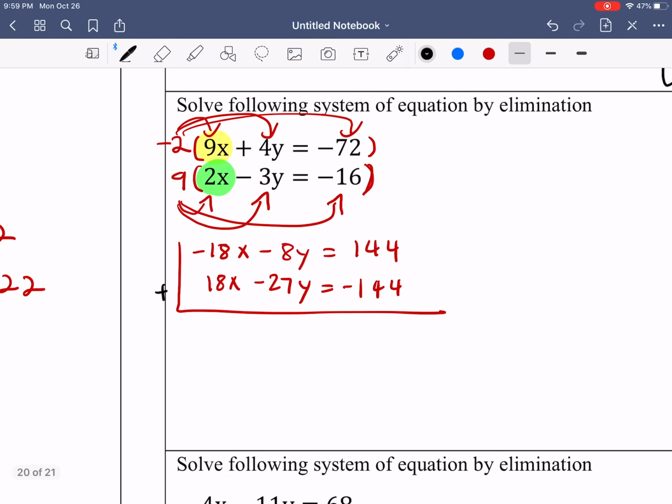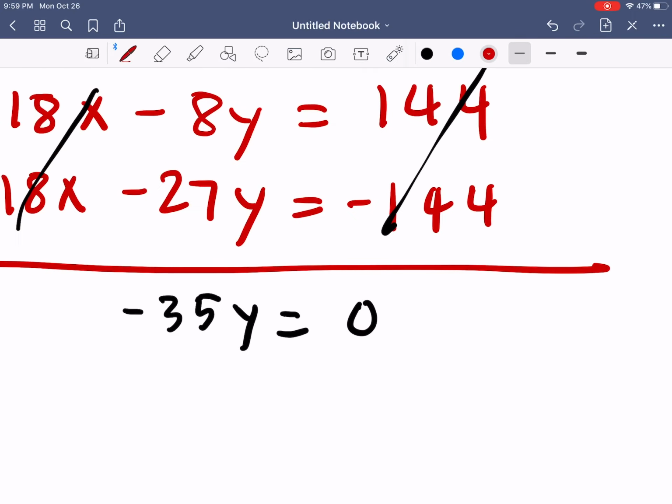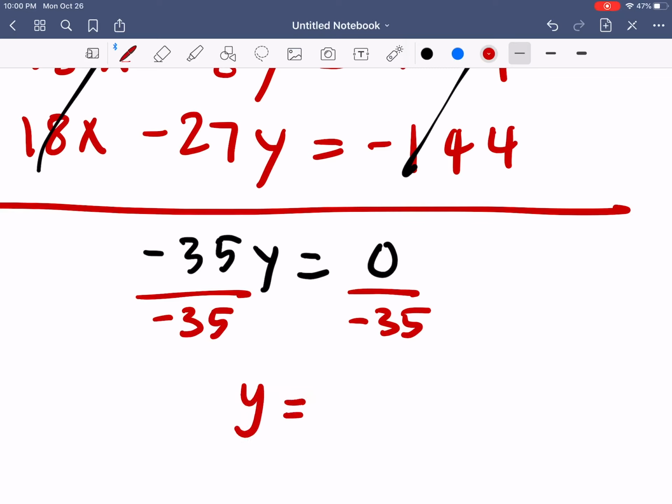So here we go. Let's do this. Negative 18x plus 18x, it disappears. Negative 8y minus 27y, you get negative 35y equals 144 minus 144 becomes 0. Be careful, it's not no solution because we have y value here. So you want to solve for y, what you have to do is you have to divide by negative 35 both sides, which you will get y equals 0.